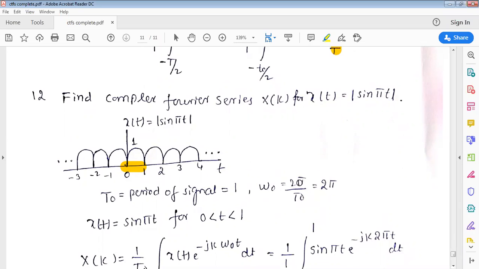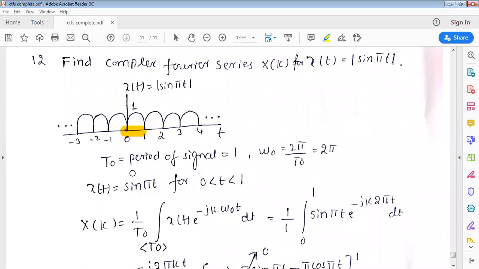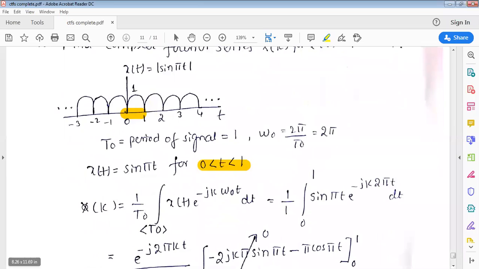Therefore, I'll write omega naught equal to 2 pi by t naught. When t naught is equal to 1, it is equal to 2 pi. So x of t is equal to sine of pi t for the period t equal to 0 to 1. So what is my x of k?